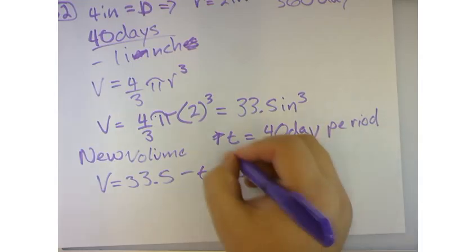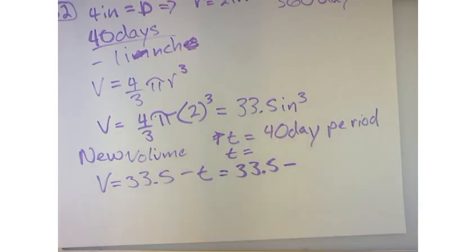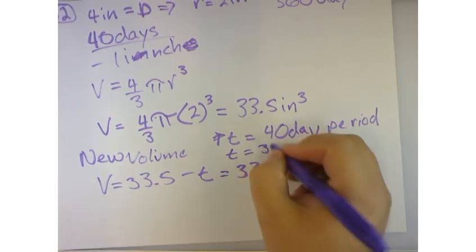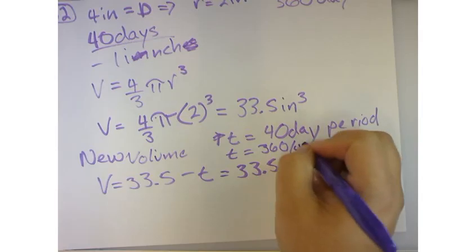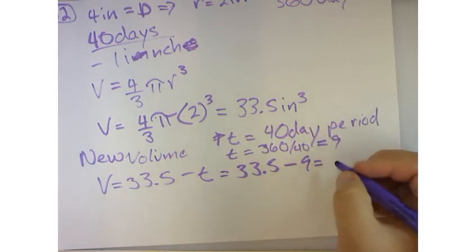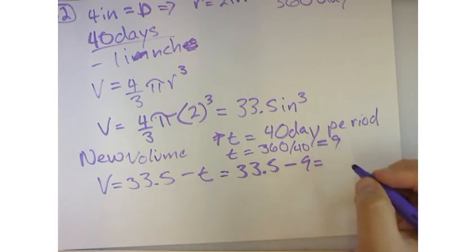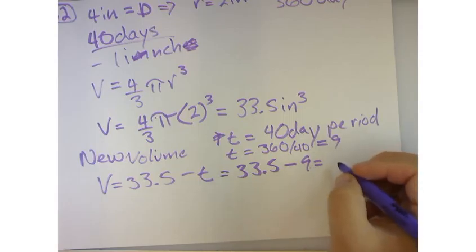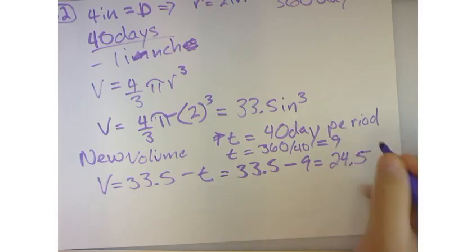So in other words, what does T equal? 360 divided by 40, which is 9. So after 1 year, 33.5 minus 9, what is it? 24.5? Yeah. So the volume of the snowball is smaller. Now how do I find the radius or the diameter of this thing?